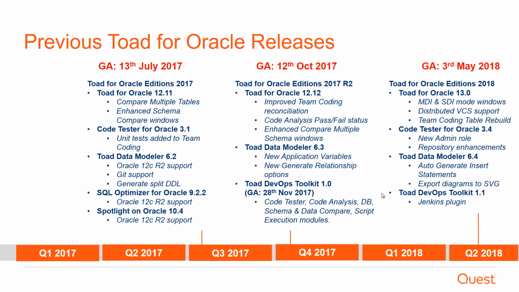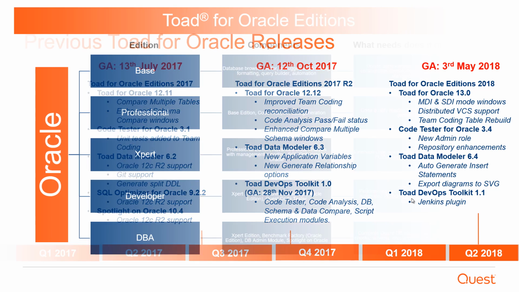Also, we've included some features which help to support bringing agile database development into DevOps. So for example, the ability to indicate a pass-fail status when you do a code review, enhancements to Code Tester. So for example, bringing unit tests into version control. So far as version control support, we've also now included support for distributed version control, such as Git and Mercurial. So let's get into some of the details of this release.